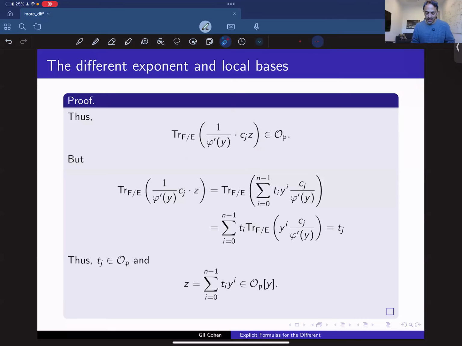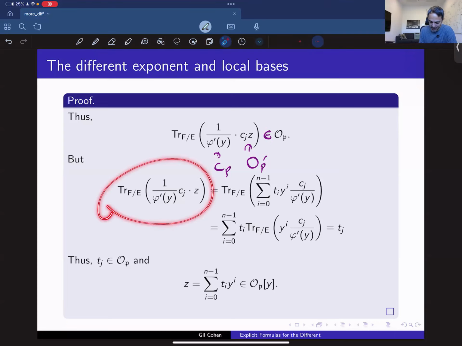But now let's open Z. So right, I put a dot here, just because I wanted to make sure that we understand this is in OP prime, and this is in CP, in order to get this equality, this inclusion. But now I actually want to split it differently. So I want to look at, okay, this is an element in OP, but I want to write it as a trace of this times Z, because I want to expand Z.